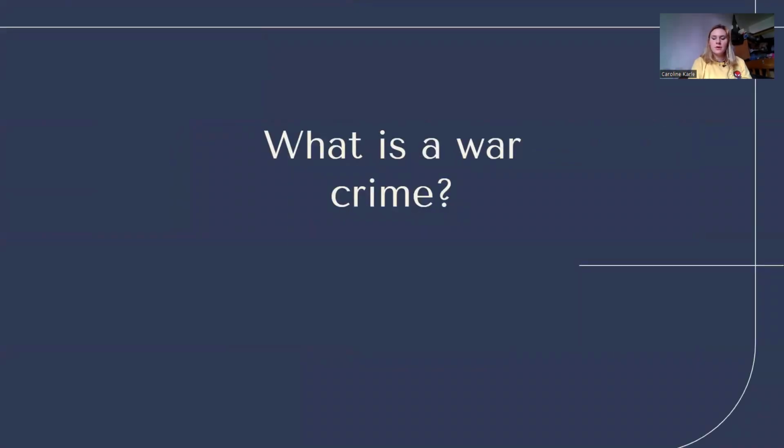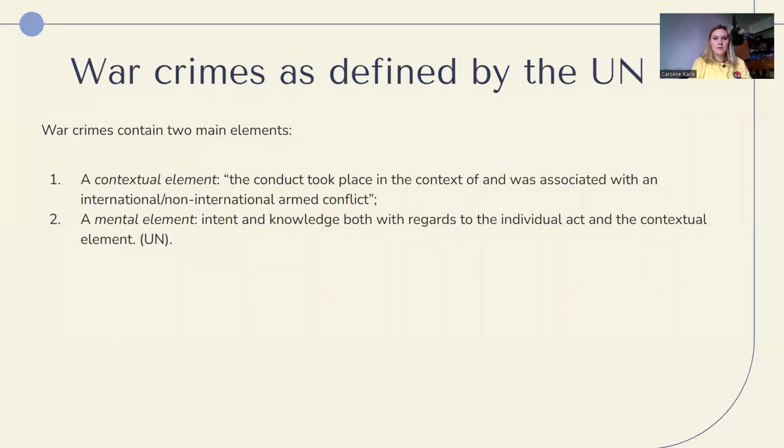First off, what is a war crime? War crimes contain two elements: a contextual element, the conduct took place in context and was associated with an international or non-international conflict, and a mental element, the intent and knowledge with regards to the individual act and the contextual element.